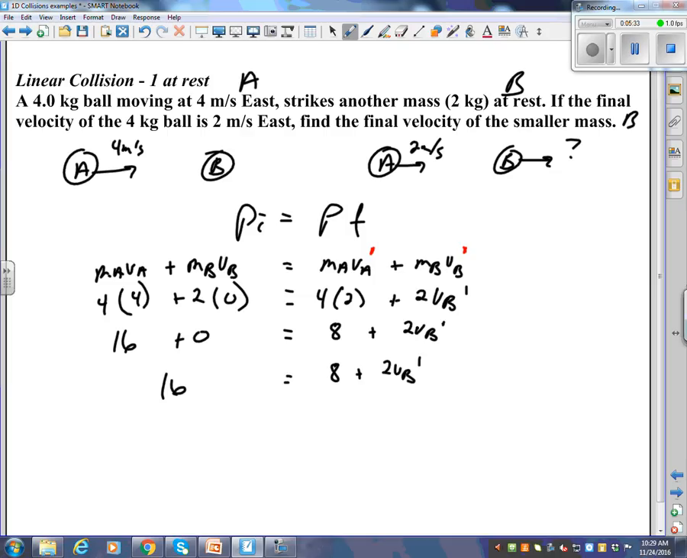Can you solve this? I hate to tell you, but some of you still have problems with solving these equations. How do we solve this? You got to get rid of the 8 first by subtracting. So to the other side, minus 8. 8 equals 2 VB prime. So VB prime is 8 divided by 2, or 4 meters per second.